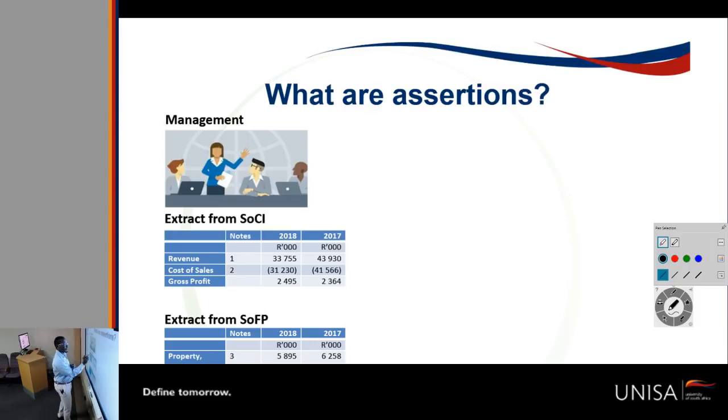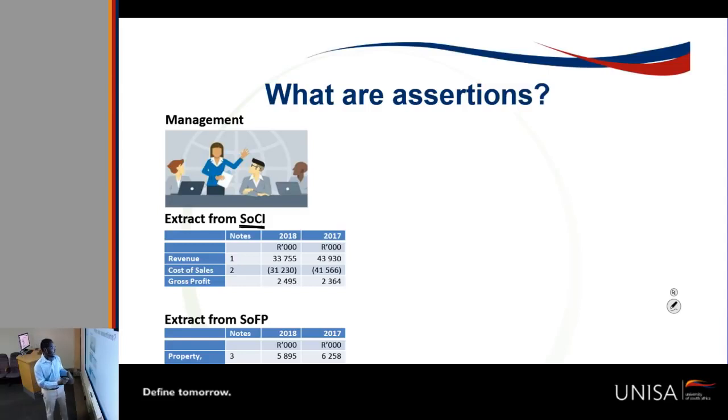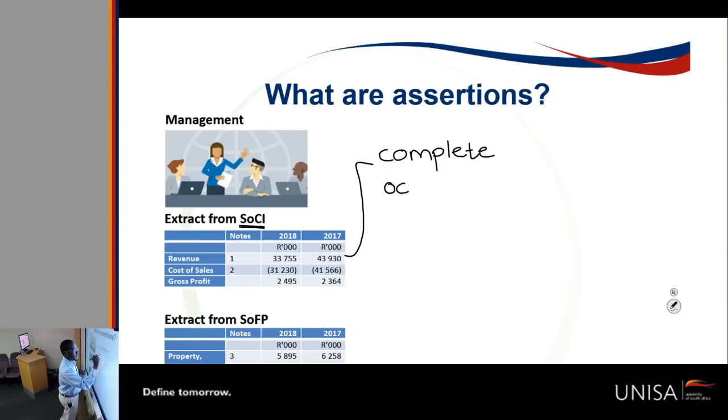For example, in the income statement, which is our statement of comprehensive income, we have a lot of different line items. When management gives the financial statements to us, they are saying that revenue is complete. They are also saying that all the transactions in the revenue account have occurred. They are saying that those transactions relating to revenue relate to our current period.